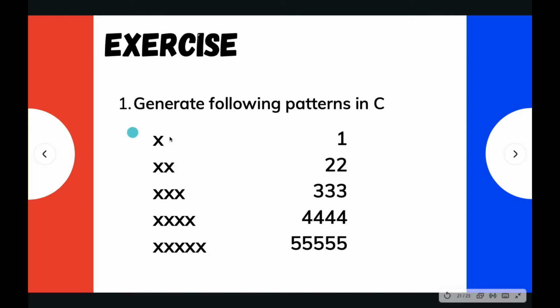So we are going to try to generate these two patterns in C language. First we need to generate this pattern. It is printing X, or any character, one time, then two times, then three times, then four times, then five times respectively, and then we have a new line character for each line.